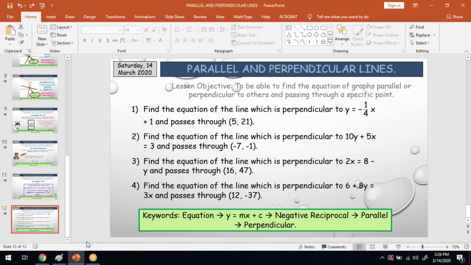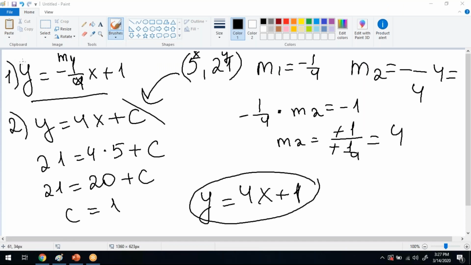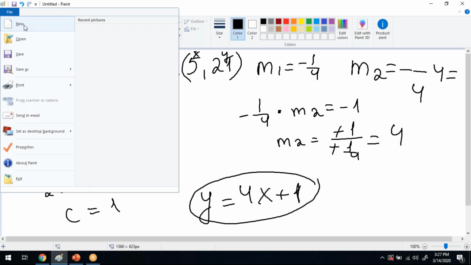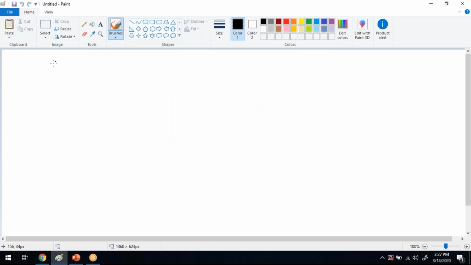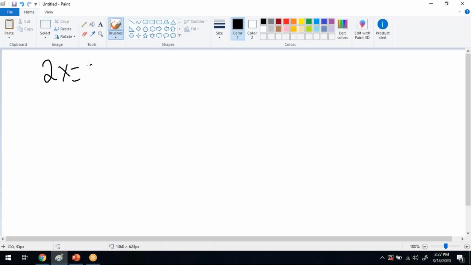Find the equation of the line which is perpendicular to 2x equals 8 minus y and passes through 16, 47. So let's clean this. So 2x equals 8 minus y, I already forgot the question, and it was 16, 47.